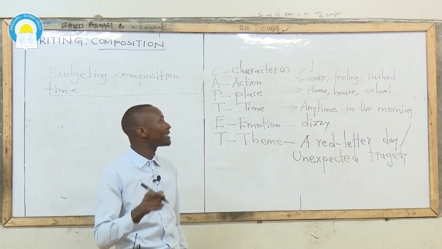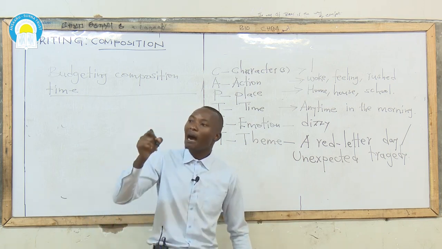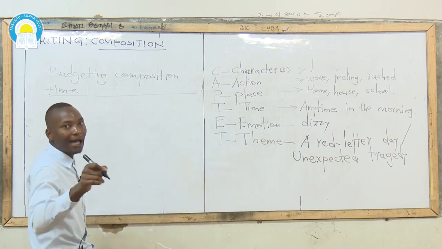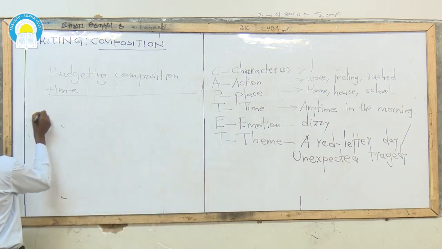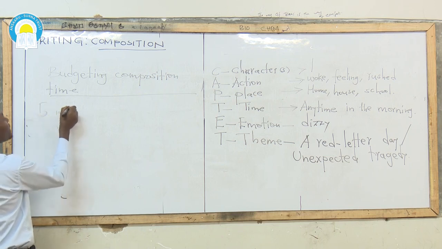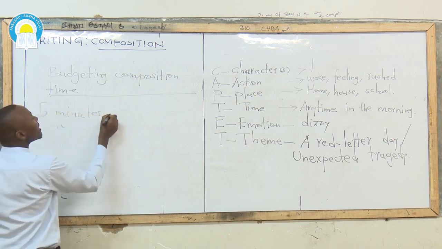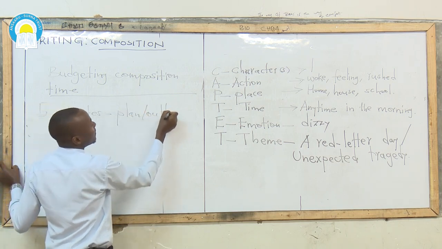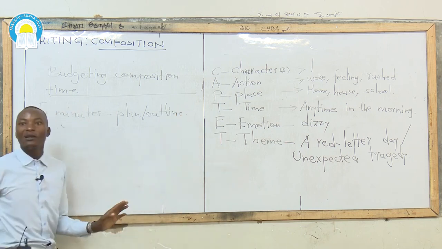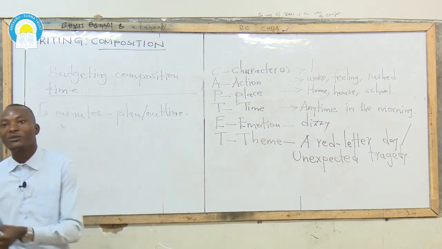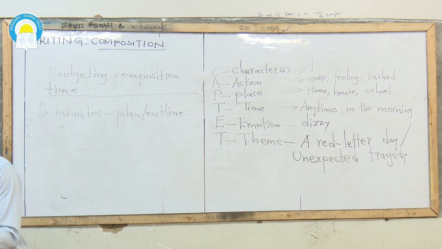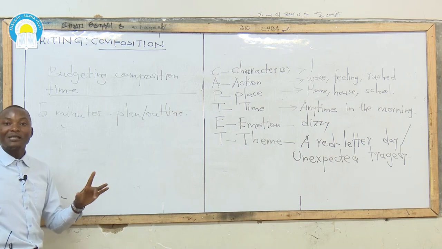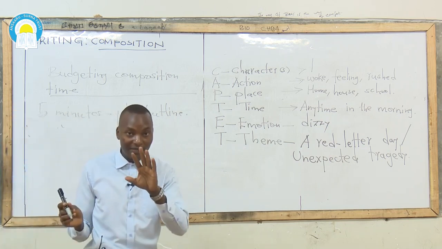So it is very important that the learner budgets the 40 minutes appropriately. And this is how I want to do it. Take the first 5 minutes to plan your work. The first 5 minutes is for writing the plan or outline of the composition. Yes? Okay. How many minutes are left? I hope you know. We still have 35 minutes.